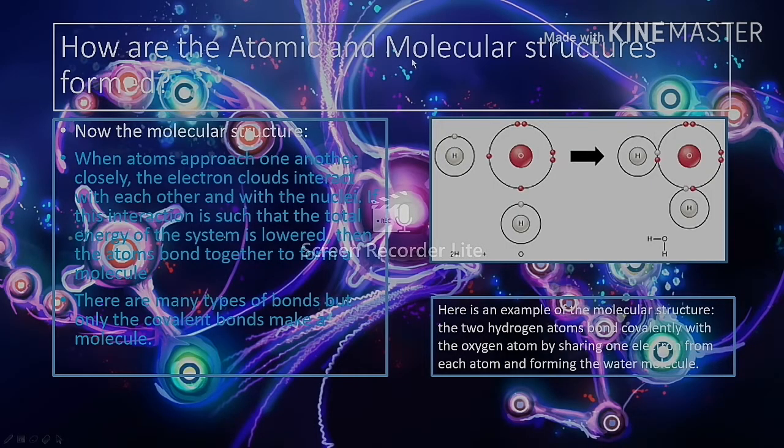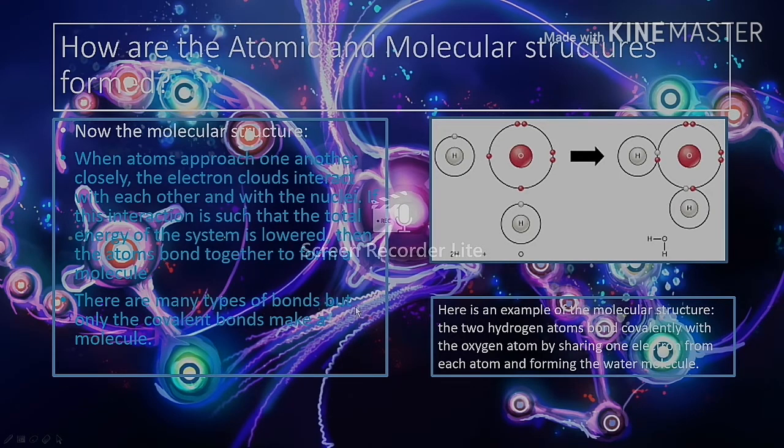Now, how are the atomic and molecular structures formed? Part 2. The molecular structure. When atoms approach one another closely, the electron clouds interact with each other and with the nuclei. If this interaction is such that the total energy of the system is lowered, then the atoms bond together to form a molecule.